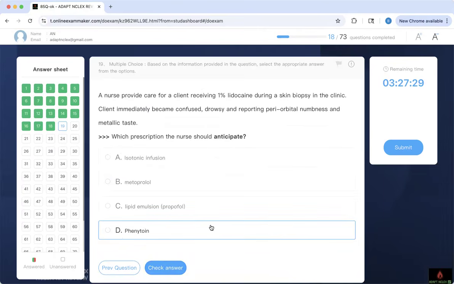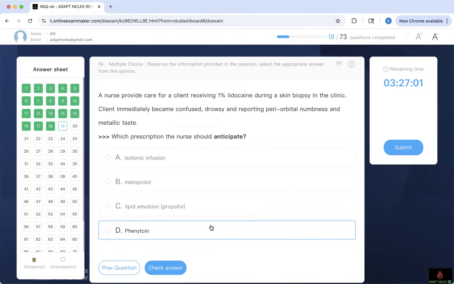And let's provide care for a client receiving IV lidocaine during a skin biopsy in the clinic. The client immediately becomes confused, drowsy, with periorbital numbness and a metallic taste. Which prescription should the nurse anticipate? Isotonic infusion, metoprolol, lipid infusion, and phenytoin. It sounds difficult, but it's not. So pick your answer and I'll show you how to break it down.